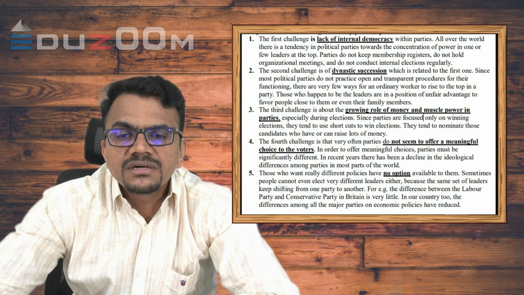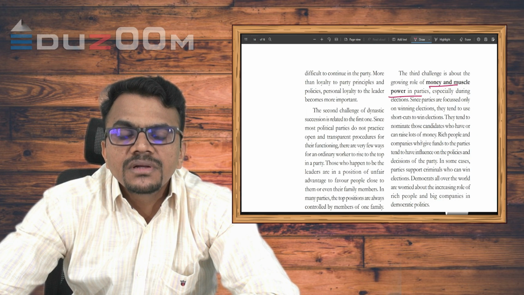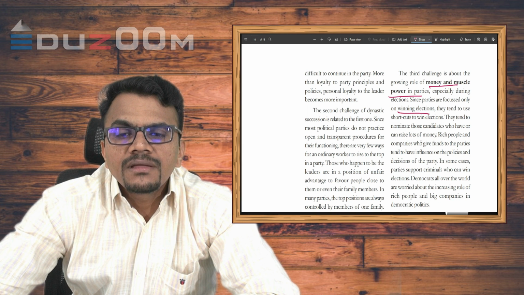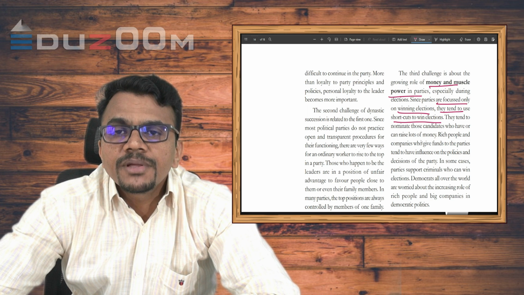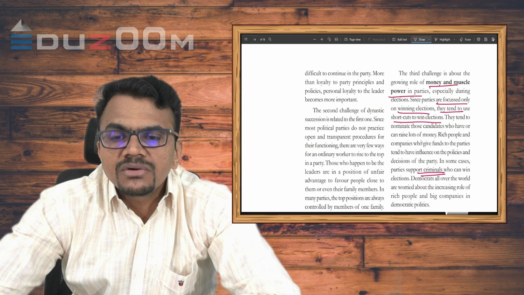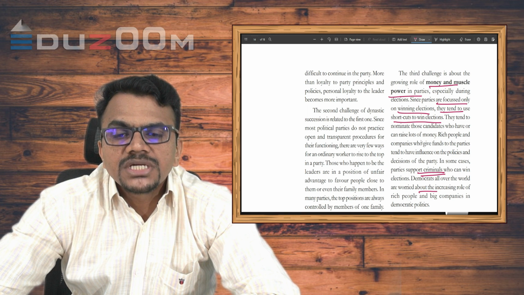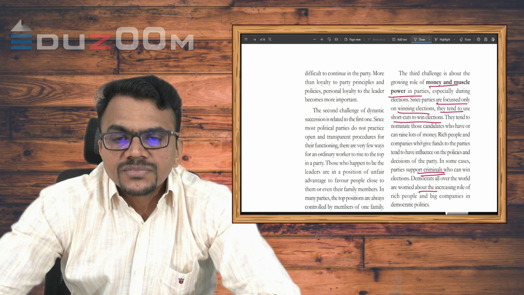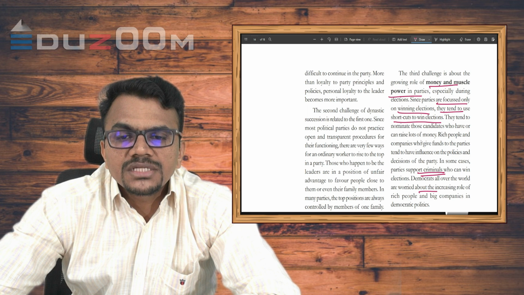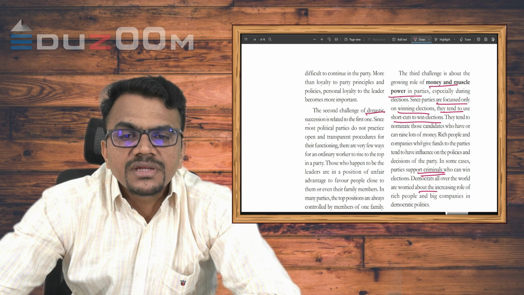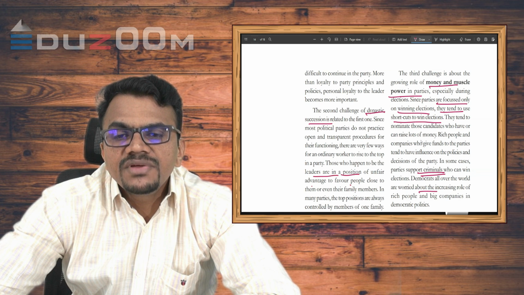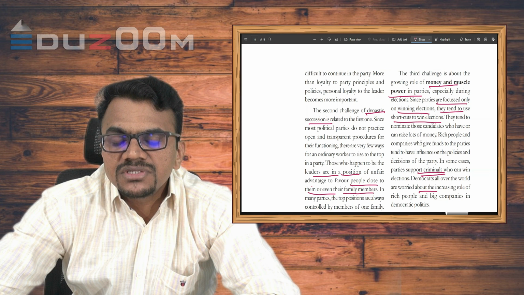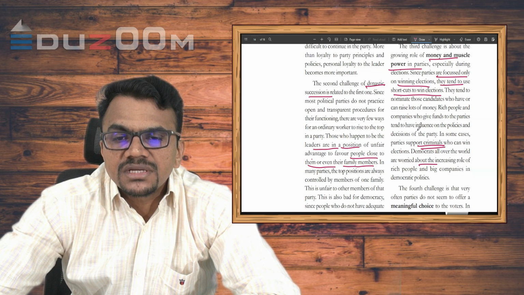Let us quickly see the challenges to political parties. Next is money and muscle power, which means that they are influenced by political party leaders. They buy the vote. There are people who have a criminal background, and they are also involved in political party activities. So all that can be included as a point of money and muscle power. Then dynastic succession. Dynastic succession means the leaders give a chance only to their relatives or sons or daughters. That is called dynastic succession.